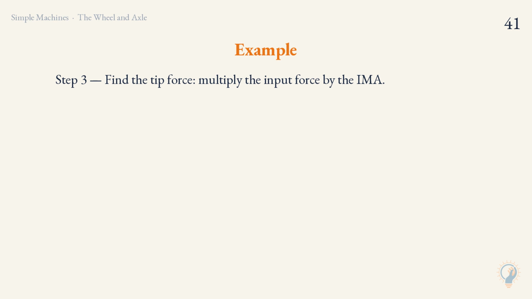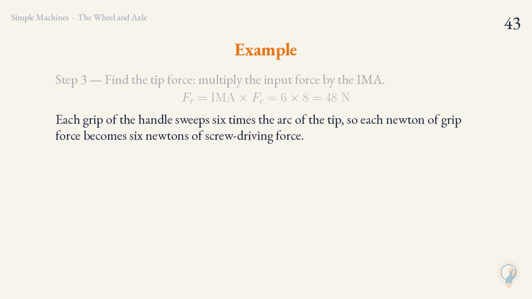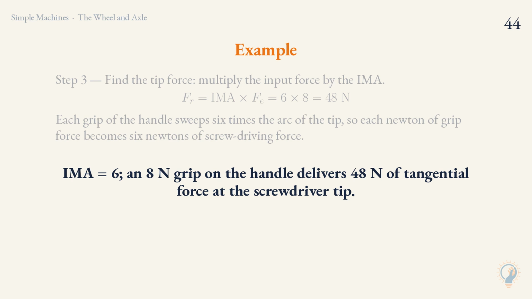Step 3. Find the tip force. Multiply the input force by the IMA. Fr equals IMA times Fe. 6 times 8 equals 48 newtons. Each grip of the handle sweeps 6 times the arc of the tip, so each newton of grip force becomes 6 newtons of screw-driving force. IMA equals 6. An 8 newton grip on the handle delivers 48 newtons of tangential force at the screwdriver tip.